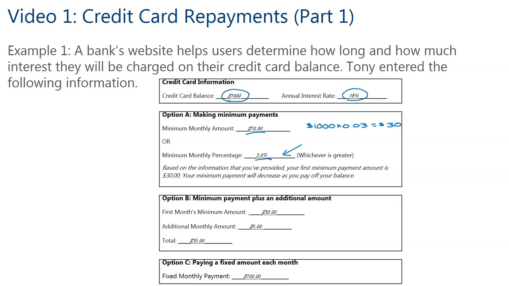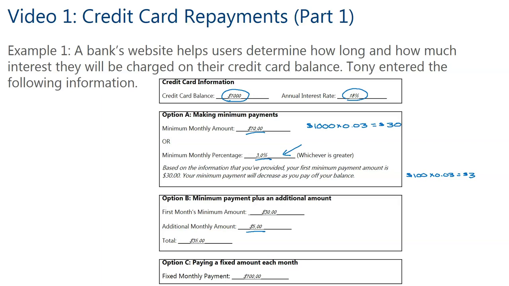So for example, just say his balance is $100. If I find 3% of that, I only get $3. So in this case, he would pay the minimum monthly amount of $10. So the minimum payment is going to change each month. Now option B, he makes a minimum payment, but he tacks on an additional amount. He tacks on $5. So we know for the first month, he'd pay $35.